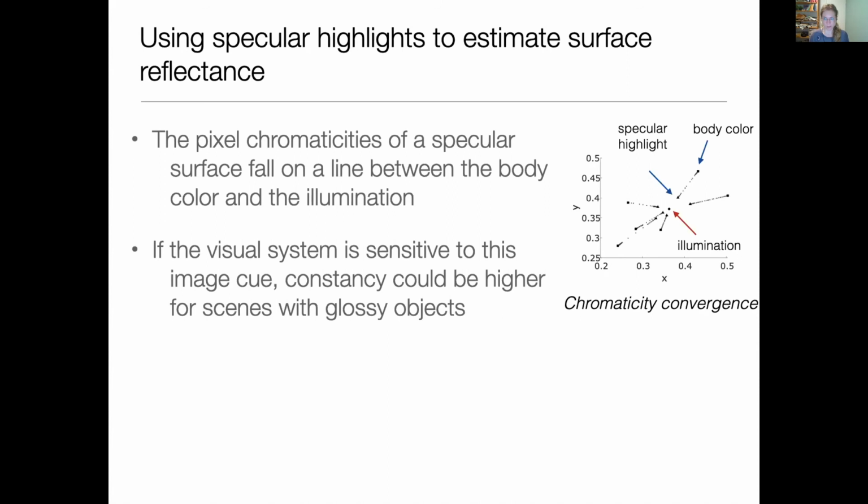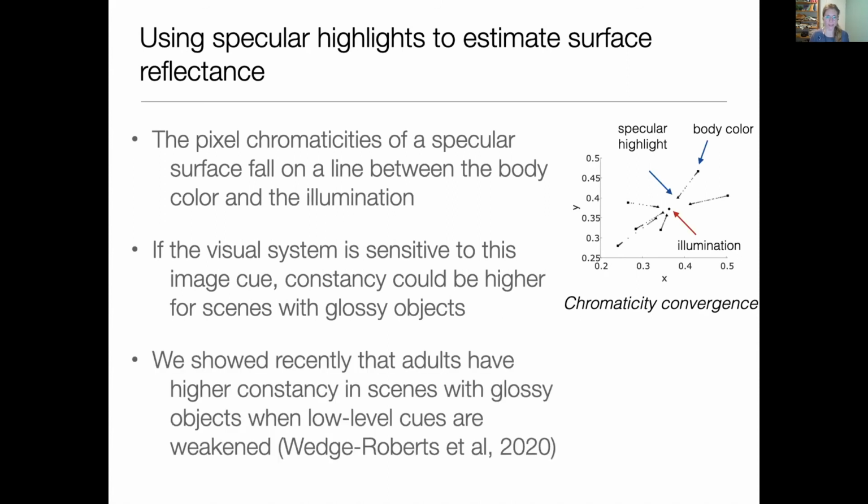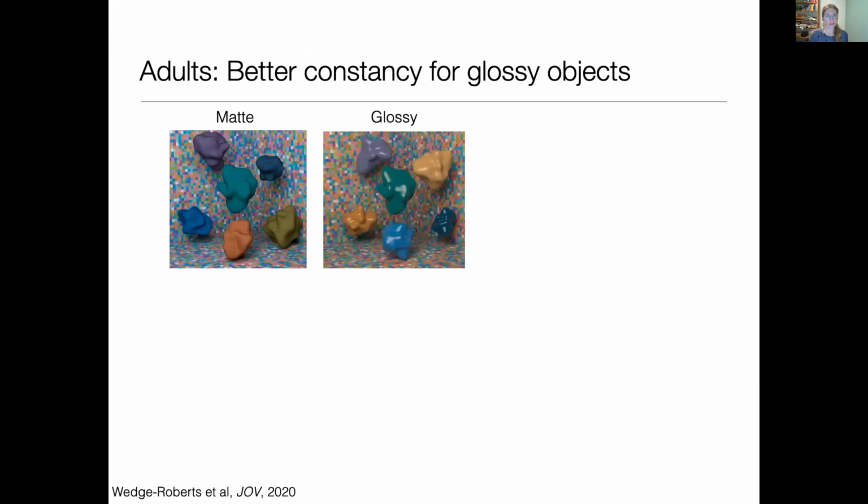with glossy objects. And indeed, we actually found recently that adults have higher constancy in scenes with glossy objects when other low-level cues are weakened. And I'm just going to quickly run through those results. We had matte and glossy scenes where either all shapes were matte or all shapes were glossy. And in this case, we had a checkerboard background. So we sort of tried to eliminate the local contrast cue from a uniform background.